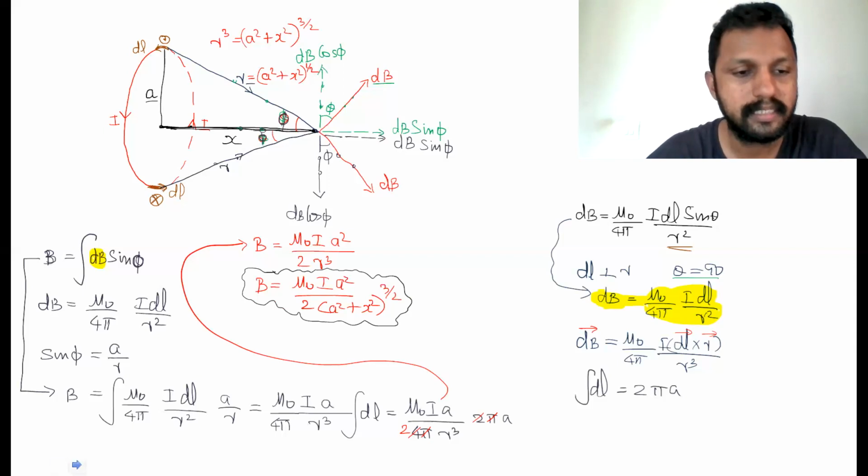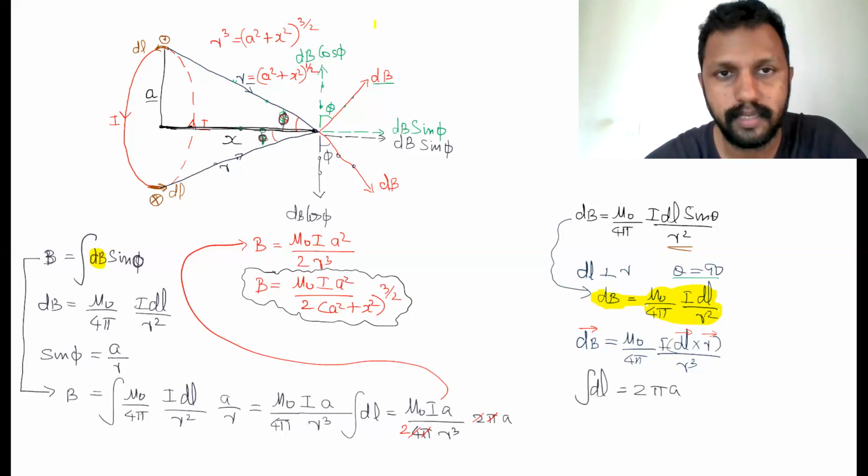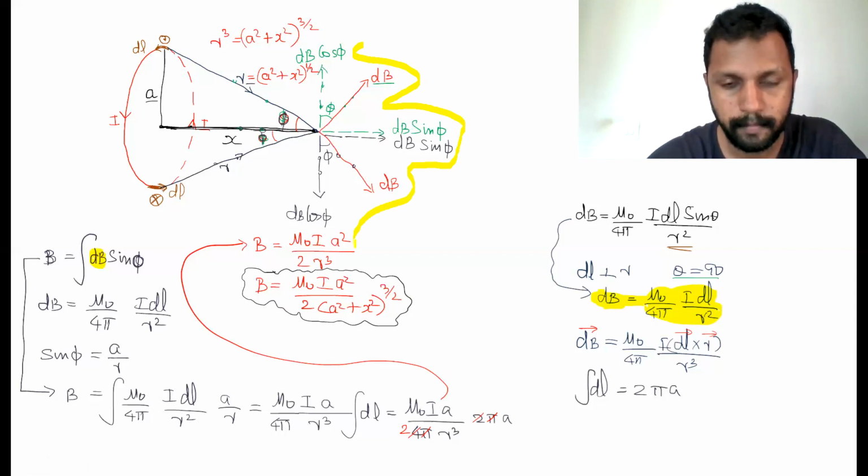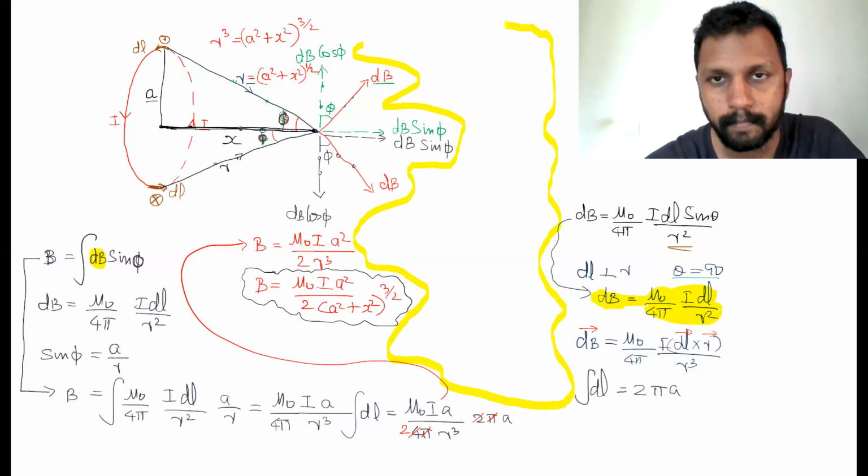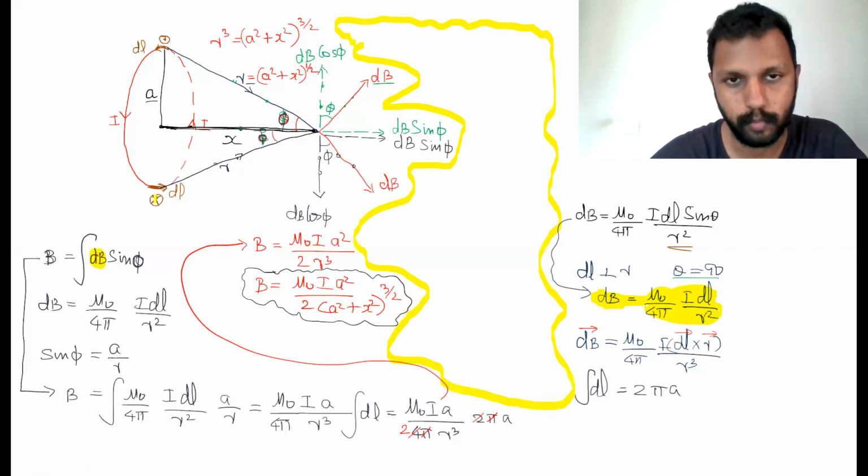Now let's discuss some special cases. Let me create some space over here to discuss the special cases. The first special case that we are going to discuss is when the point is at a very large distance from the loop.